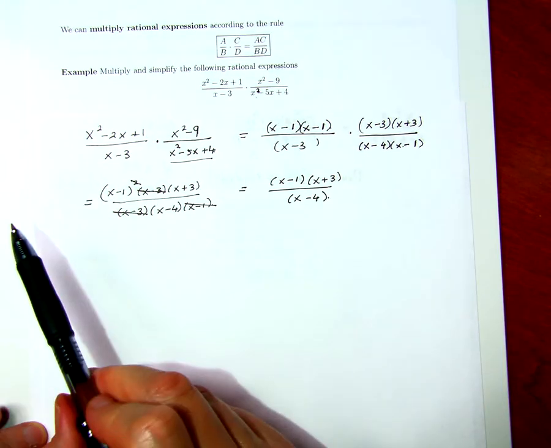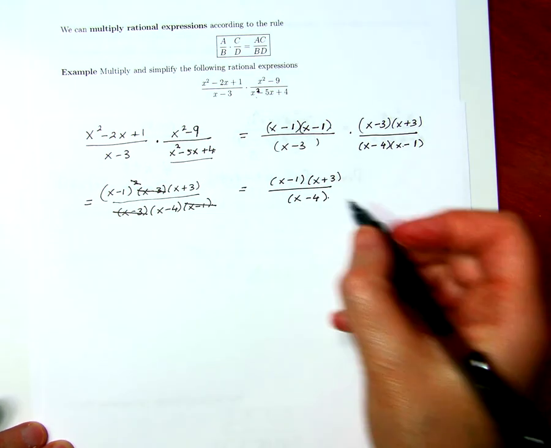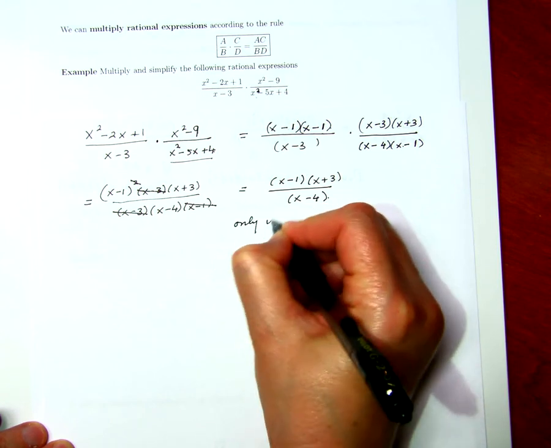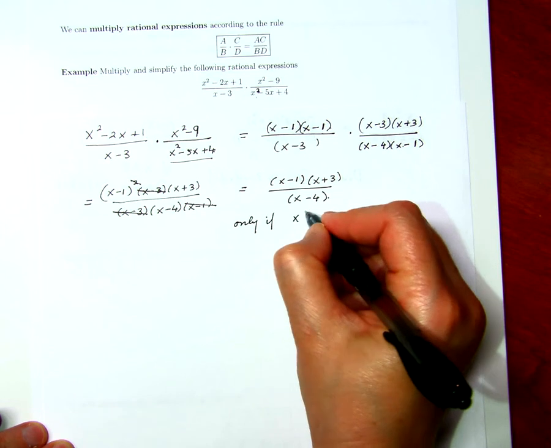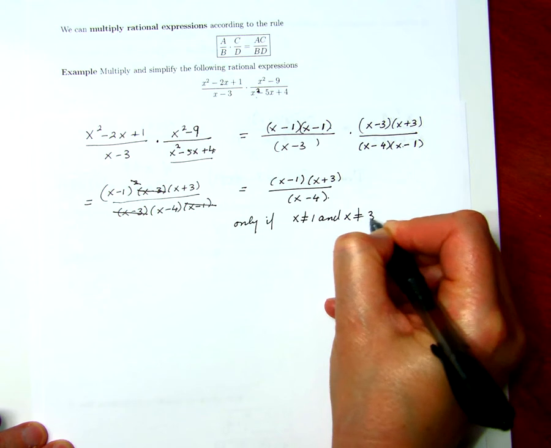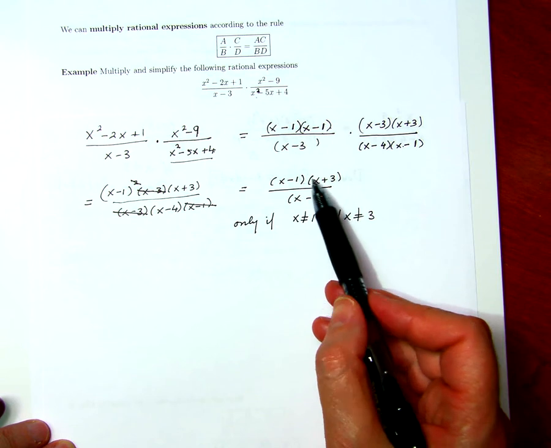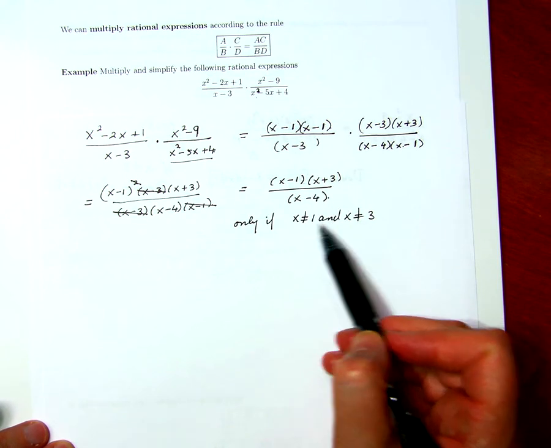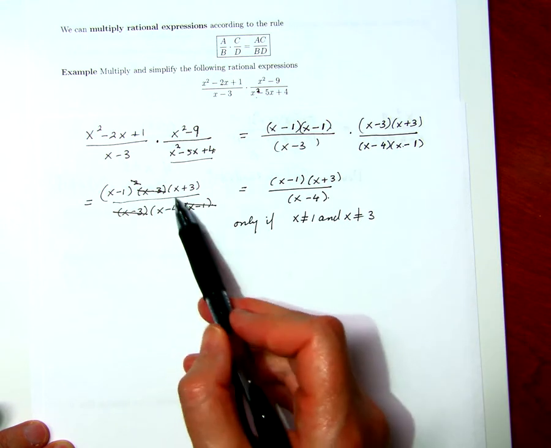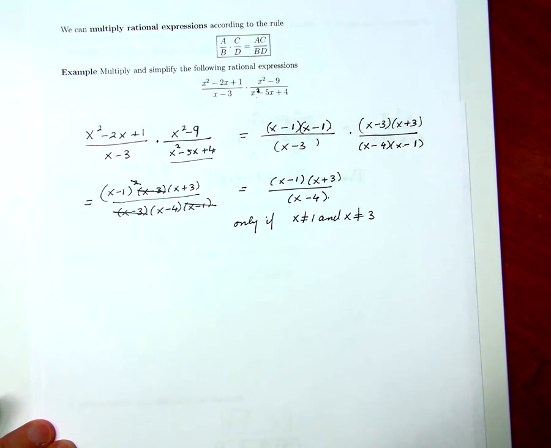Now, as I mentioned before, this expression equals this expression only if x is not equal to 1 and x is not equal to 3. At the points x equals 1 and x equals 3, the expression on the right is defined, so these 2 points are in its domain, but they are not in the domain of the original expression, this expression on the left.